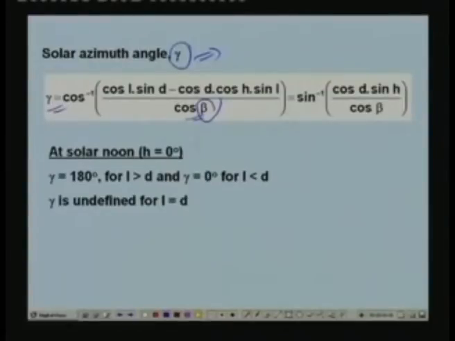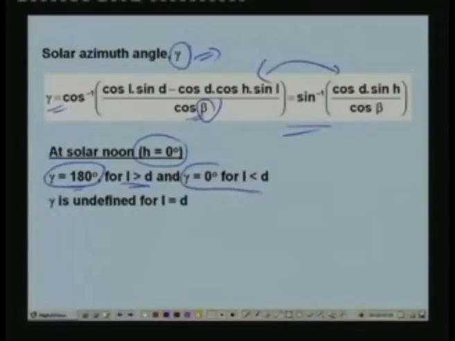You also have an alternate expression, this is also equal to sin inverse of cos D into sin H by cos beta. These two expressions are equal, which you can easily prove by using your trigonometric relations. So, this is the relationship between solar azimuth and other angles, and one important thing to note here is that at solar noon, that means when H is equal to 0, gamma is 180 degrees for L greater than D, that means when the latitude angle is greater than the declination angle. And gamma should be taken as 0 degrees for L less than D. So, this you must keep in mind.